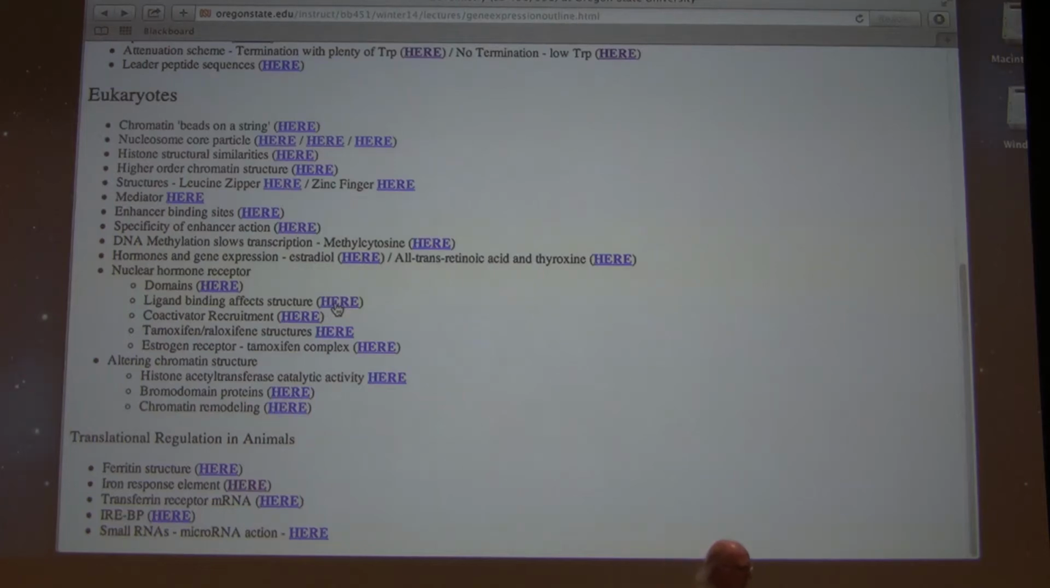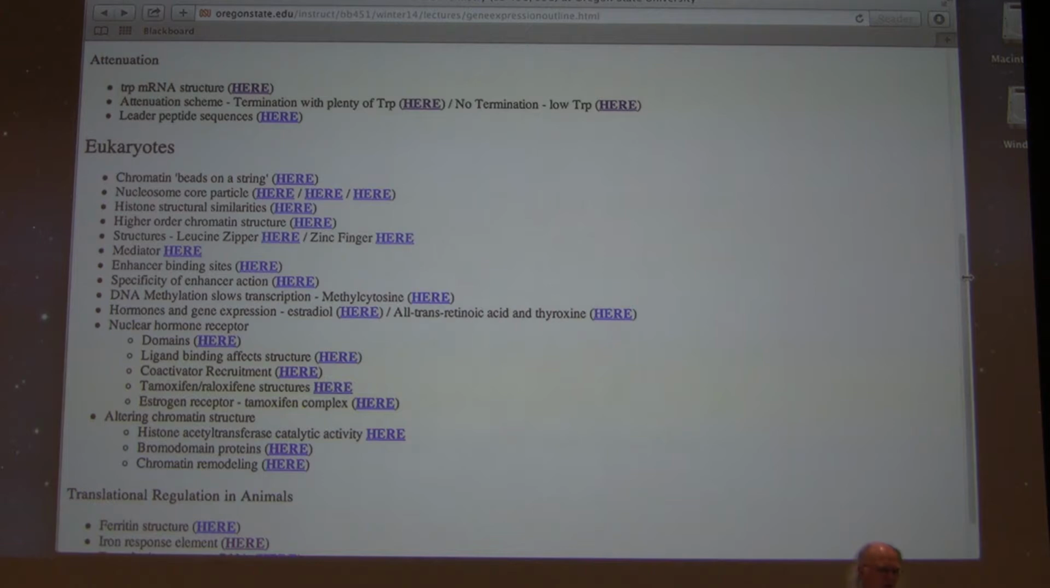So I want to finish up what I started last time, kind of hurriedly at the end, talking about attenuation. I'm just going to cover it fairly briefly, and then move forward into eukaryotic control of gene expression.